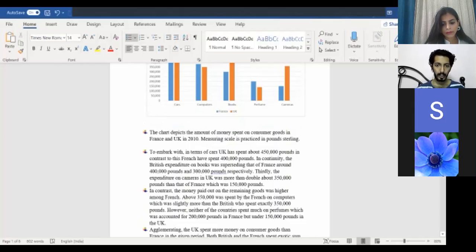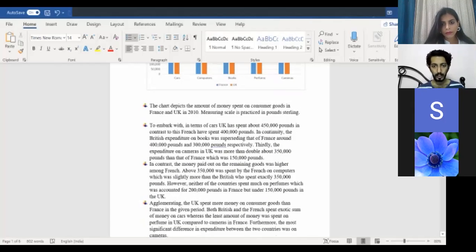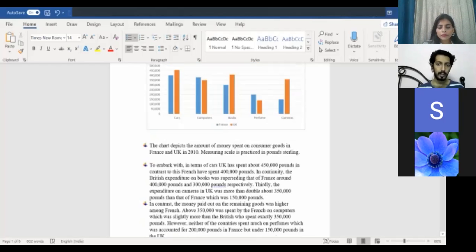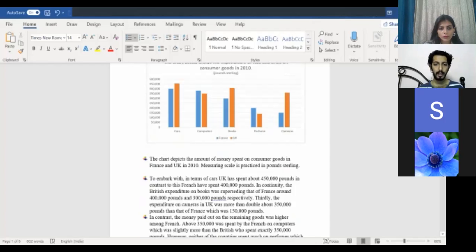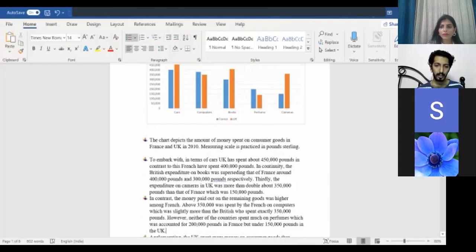In contrast, the money paid out, जो भी दूसरा expenditure है, for the other goods in France is higher when you look at it. After you eliminate these three, France ने ज़्यादा खर्चा किया है UK से only in 2 departments. So yes, that can be mentioned in this.